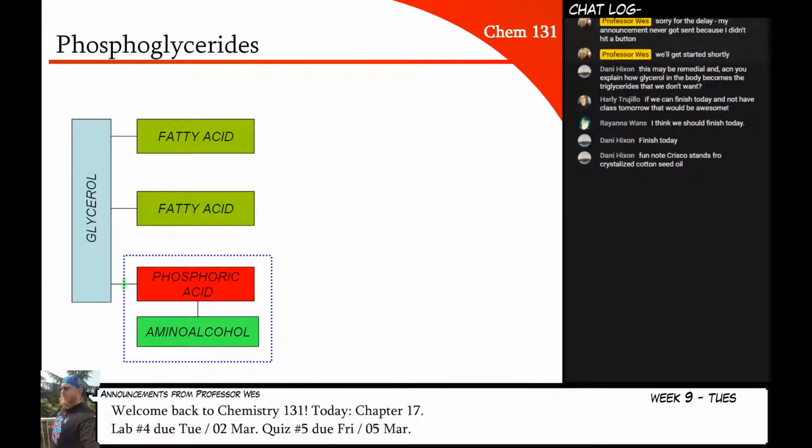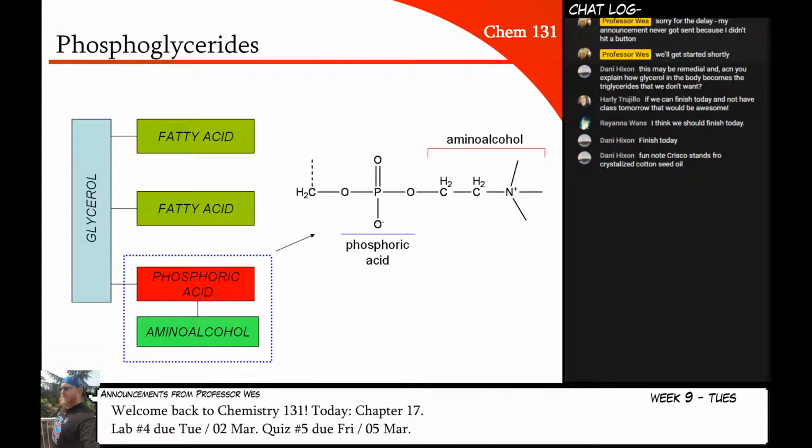Now, it doesn't have to be this bottom one. It could be any of these 3, but one of these is going to be phosphoric acid and an amino alcohol. I have the structures in here already, so we know what phosphoric acid is. It's this. But specifically, it's the PO4 part that we care about.